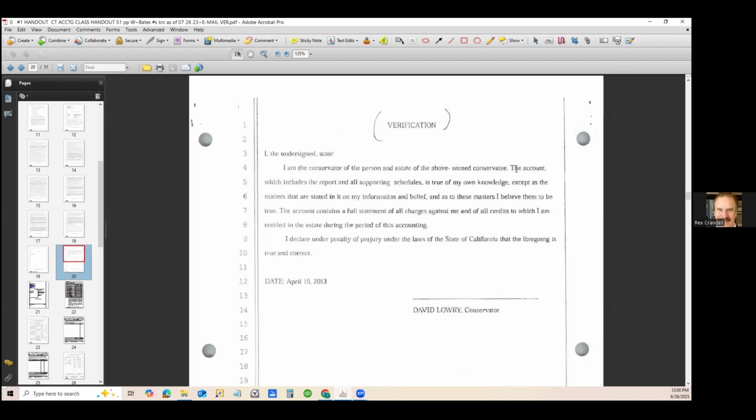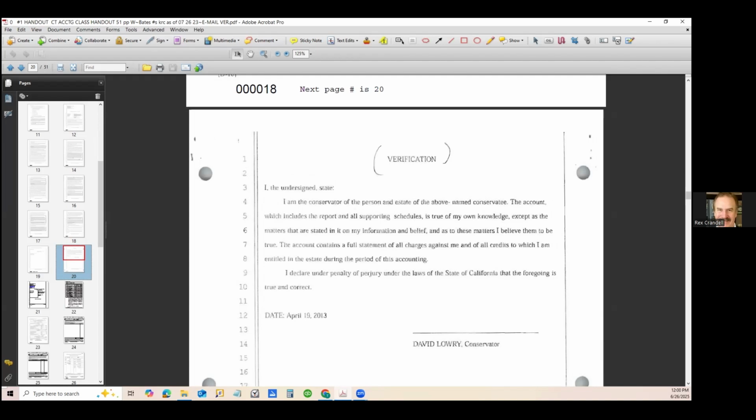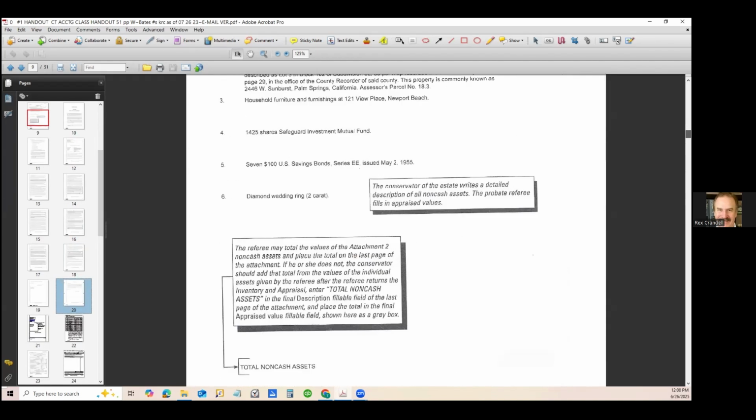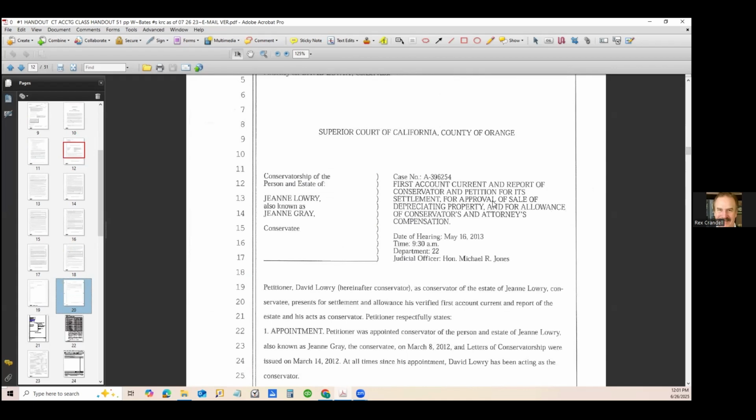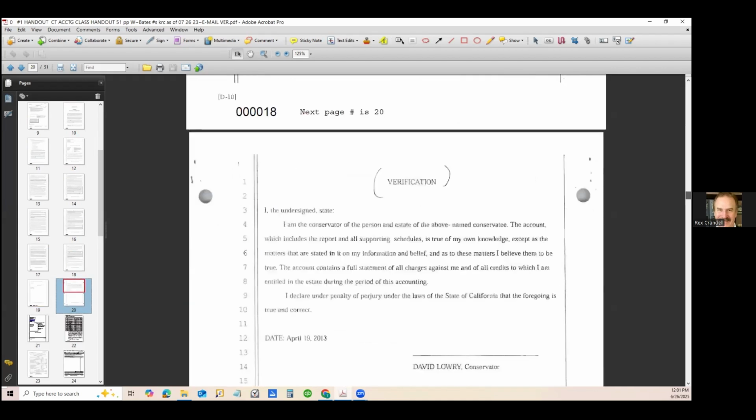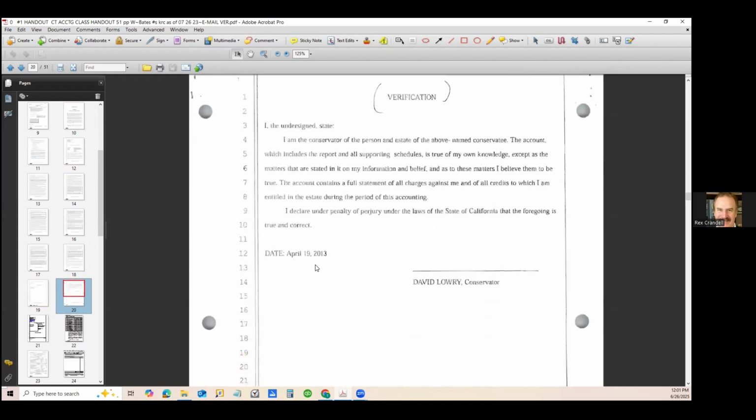I don't do that. I state I have knowledge of, and I repeat the entire caption here. And then I have them verify that it's true and correct under penalty of perjury. They date it and they sign it.